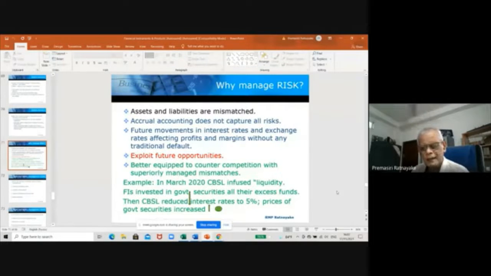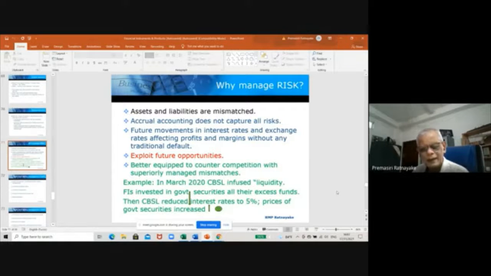Why manage risk? The answer is very simple, because risk is uncertainty, and then avoiding the uncertainty. But without the presence of risk, profitability is going to be negligible or very low. So there has to be risk and it has to be managed.